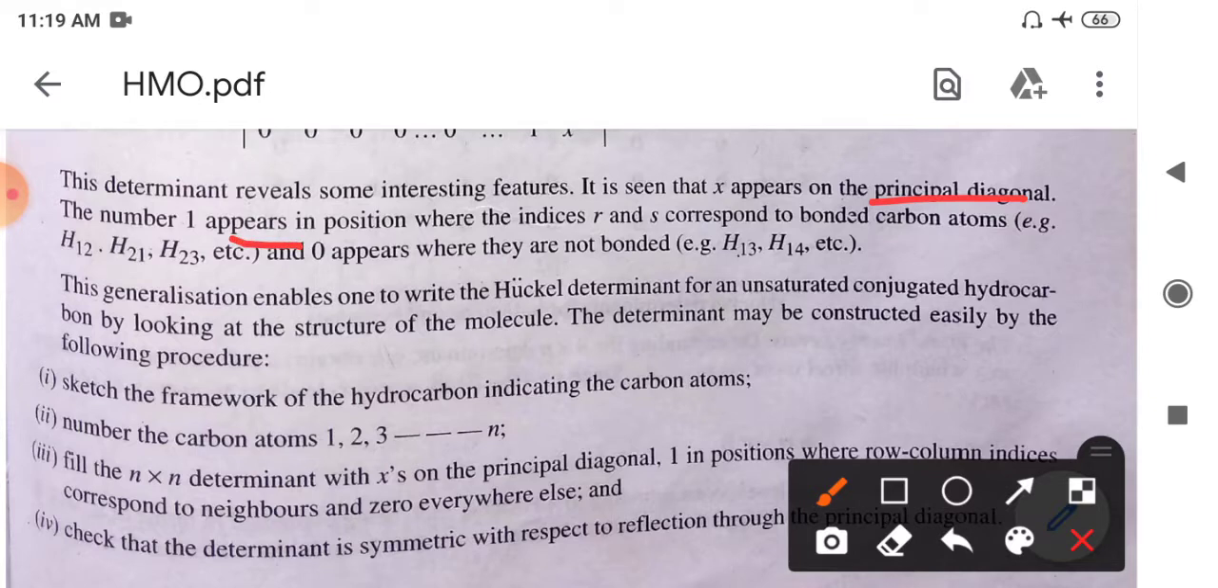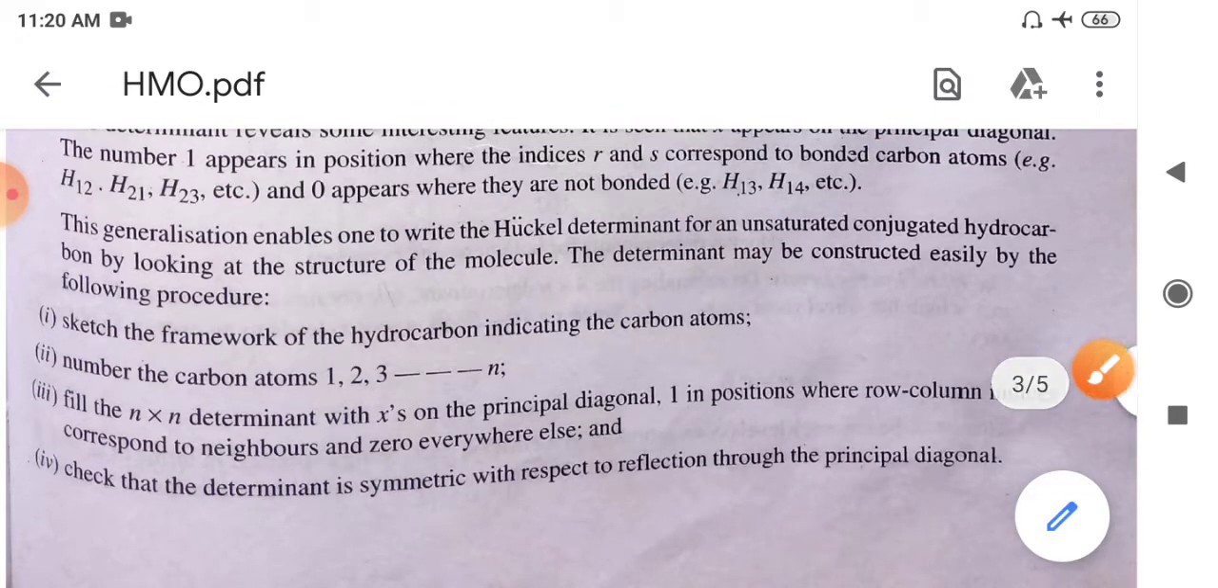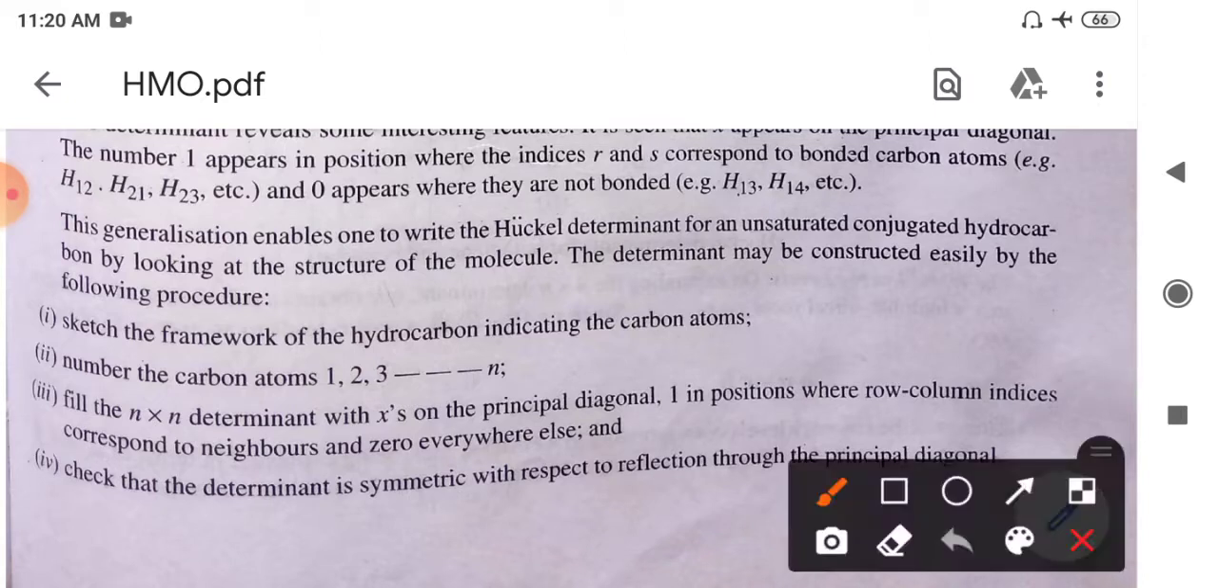and the number 1 appears in the position where the indices r and s correspond to a bonded carbon atom, that is H12, H123. Okay, and this appears to be 0 when they are not directly bonded, that is H13 or H14. So this generalization has enabled us to write the Huckel determinant for the unsaturated hydrocarbon system by looking at the structure of the molecule.